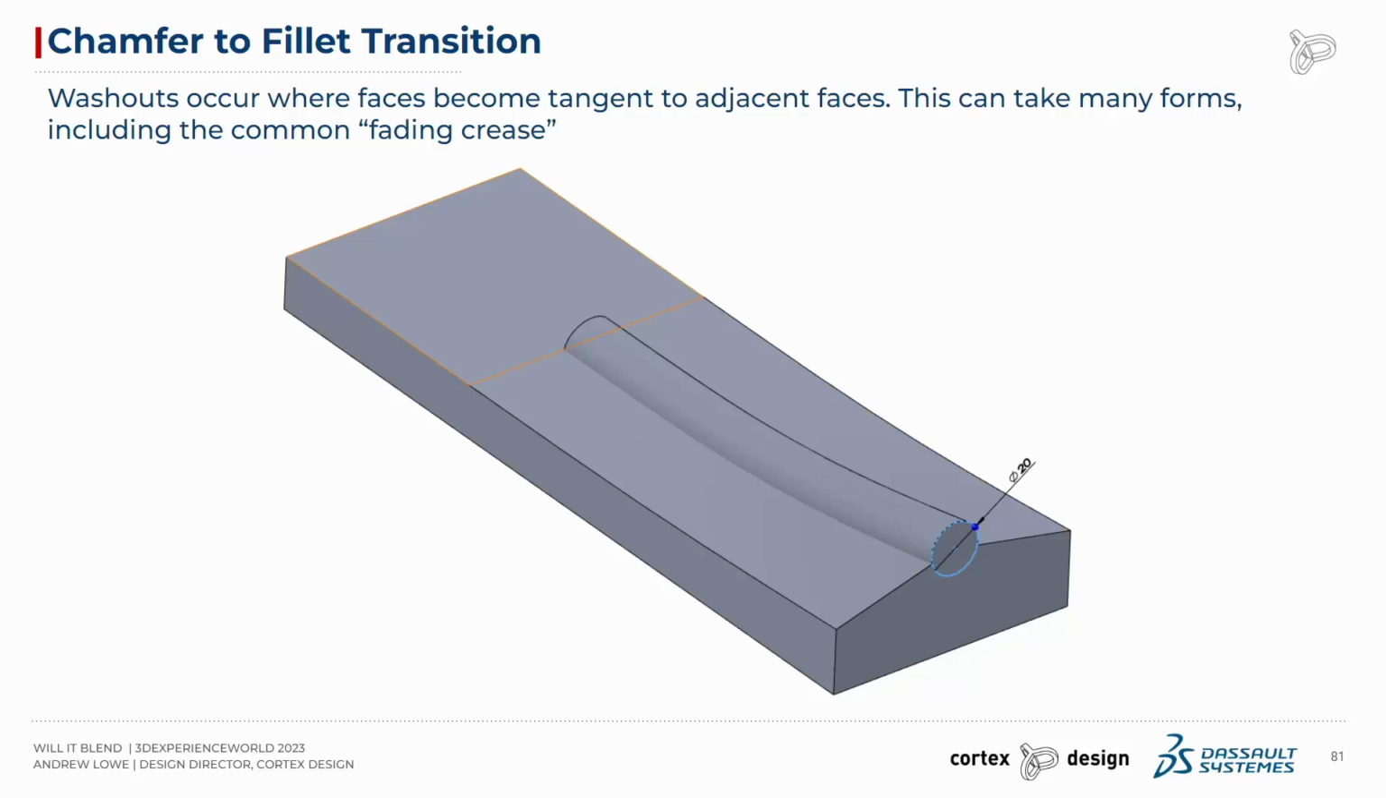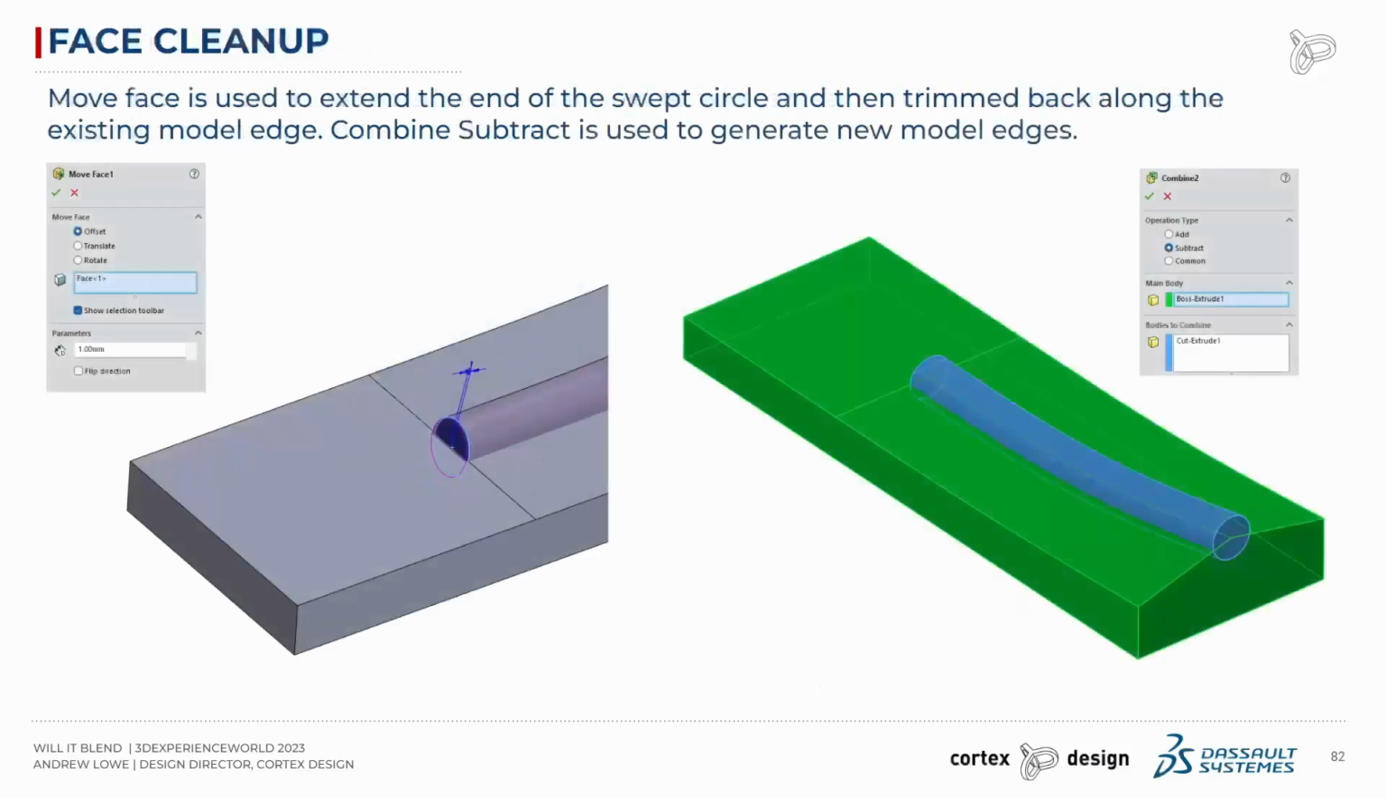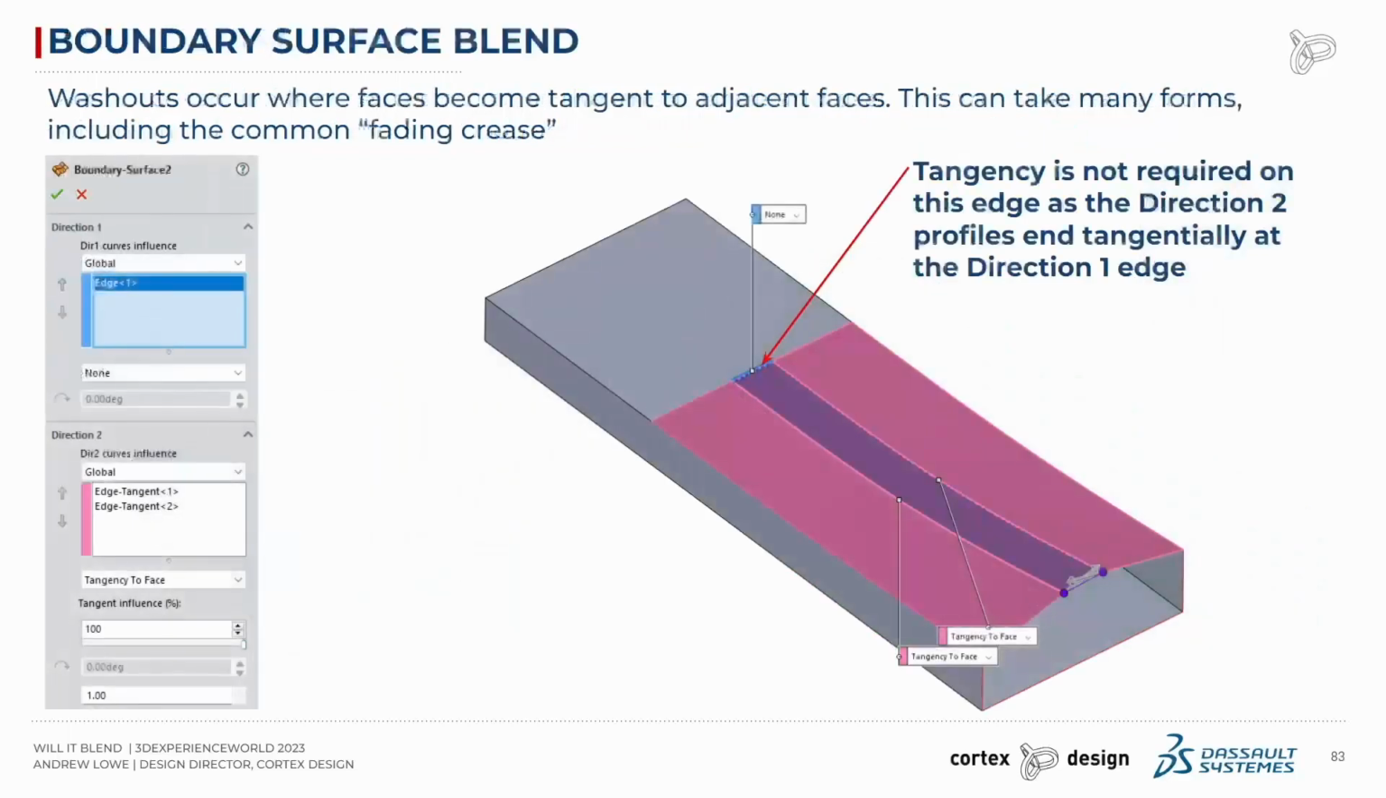This works in the surface environment too. This could have been a swept surface with a trim to be able to trim out the portion. Just because I was in the solid environment, I had to do a little bit more of a workaround with the combine subtract. And finally, using boundary surface to create the end of these fillets.